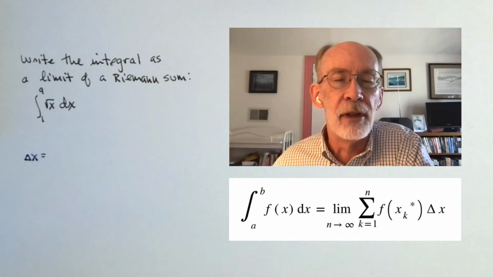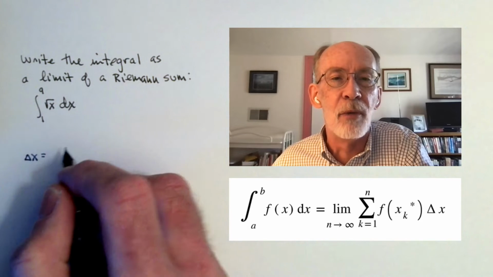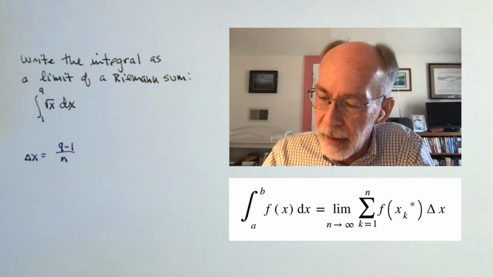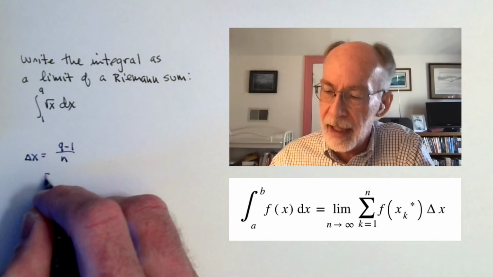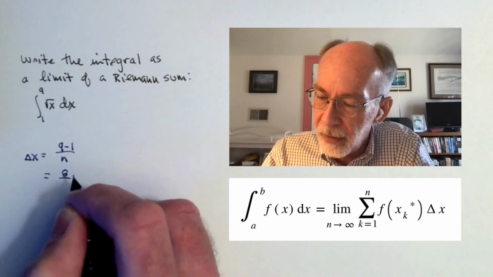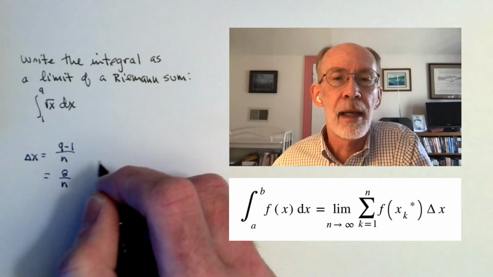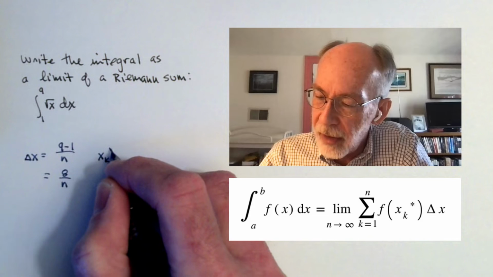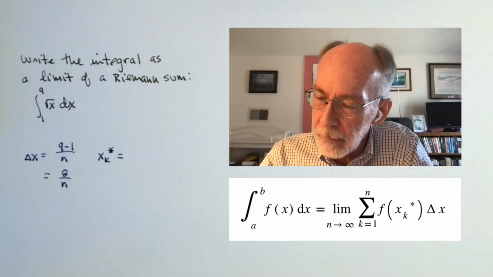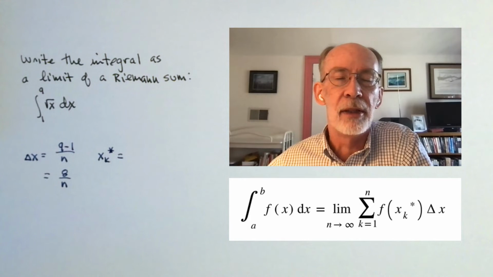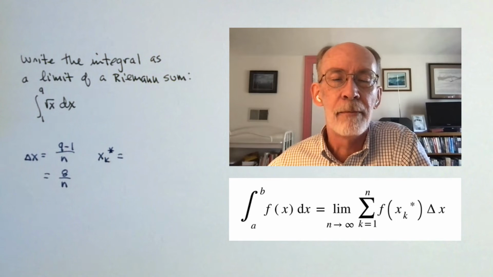Well, the entire interval is 8 units wide, right? It runs from 1 to 9. So 9 minus 1 divided by the number of subintervals, which is n. So delta x is going to be 8 over n. Then we need to know what the x sub k stars are. And we have some choices. We can use left endpoints, we can use right endpoints, we can use midpoints.